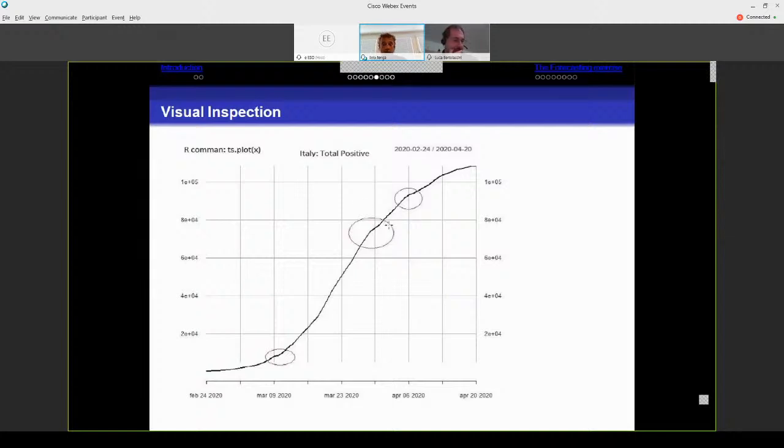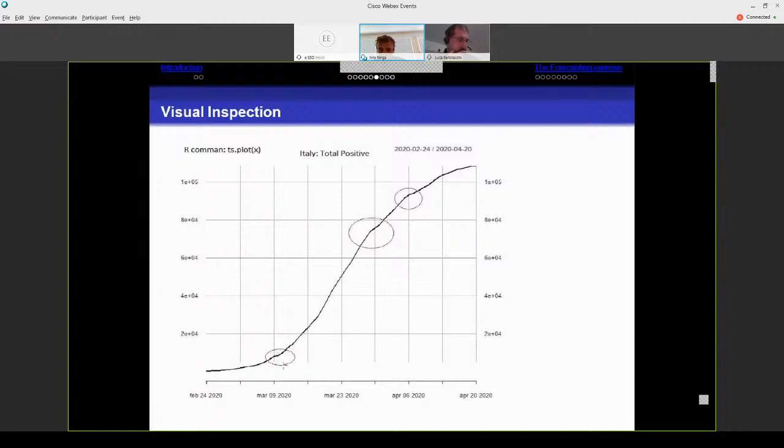So, visual inspection. The command is very easy. It's just ts.plot. Our command is this one here: ts.plot(x), where x is just our total positives in this case. By writing ts.plot(x) in parentheses, this is exactly what you are going to get. And R gives you beautiful plots, usually in high resolution.